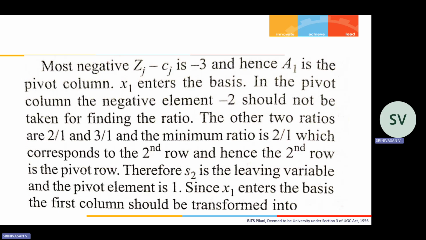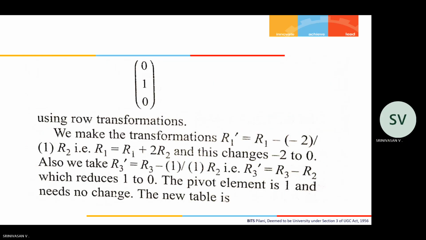Now, therefore, S2 is the leaving variable and the pivot element is 1. Since x1 enters the basis, the first column should be transformed into 0, 1, 0, for the first row, second row, third row. In this, the second row is the pivot row, and it already has 1. If it is not 1, you have to make it 1. The other two elements of the first column should be made 0 using elementary row operations.